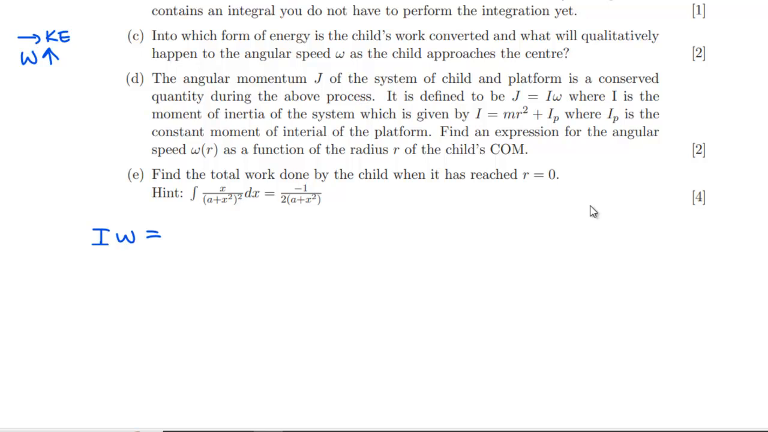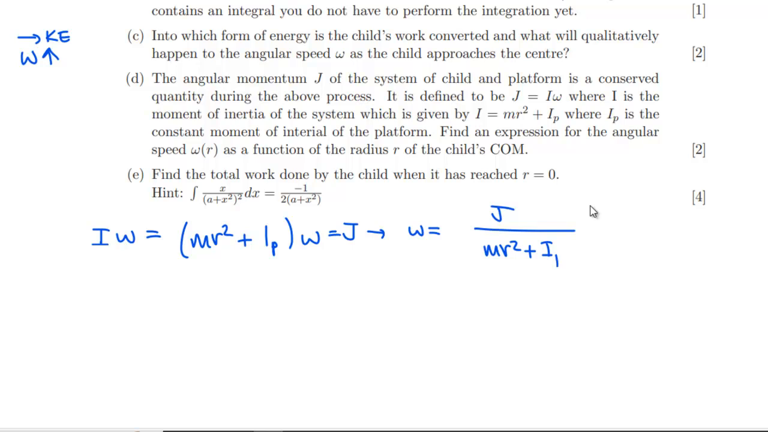So I omega is equal to... is it really as quick as this? They've given us I, which is that, and we need to multiply that by omega. It's only 2 marks, yeah? Find an expression for omega. So omega is going to be equal to, well, I omega was J, wasn't it? So this is J. So we need J over mr squared plus the moment of inertia of the platform. Right, fair enough.